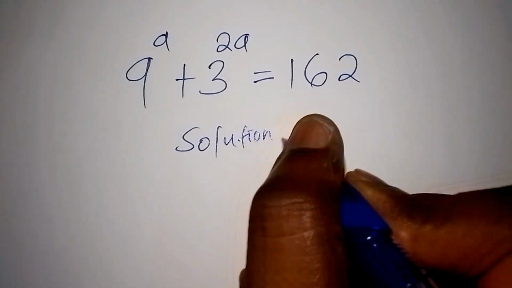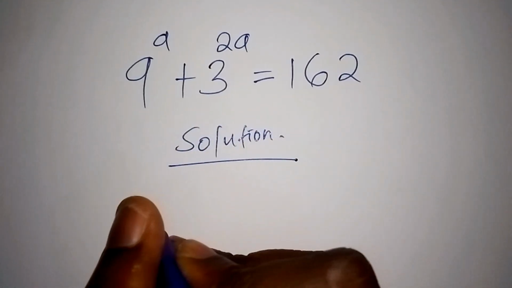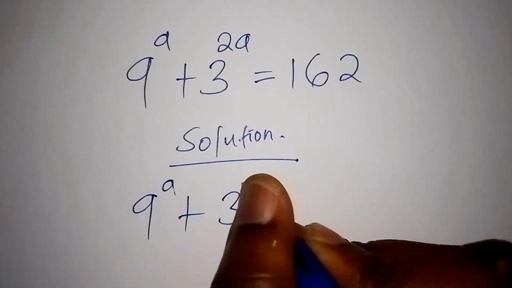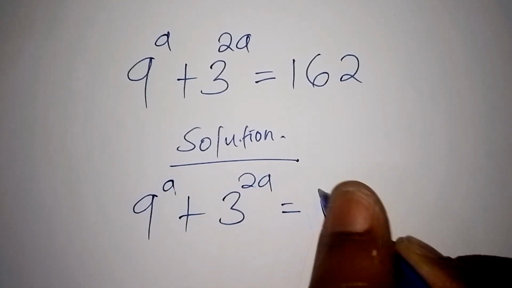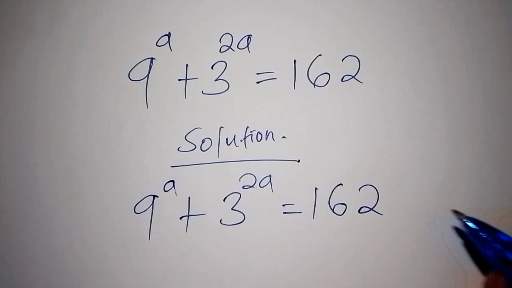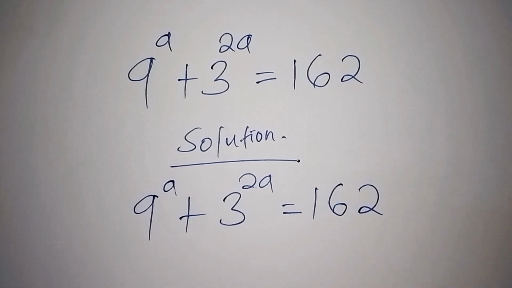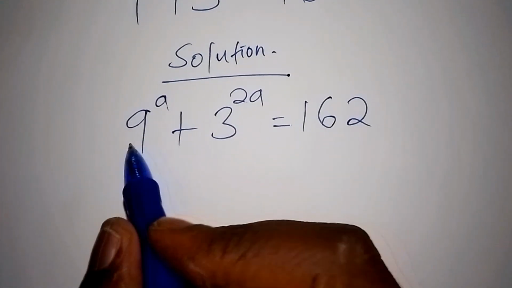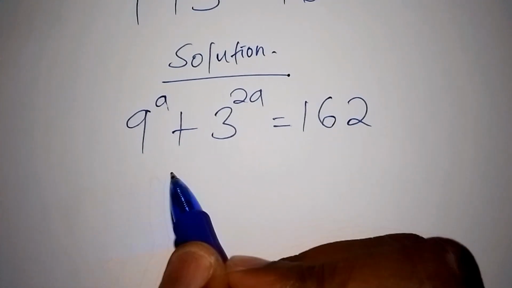So in our solution, this is the maths problem that we have. We have 9 to the power of a, plus 3 to the power of 2a, is equal to 162. Make sure you watch this video to the end, so you can comment with us the answers that you've got in case you know how to work it out. So let's now proceed. The first thing we need to do is change 9 to a base and an index.